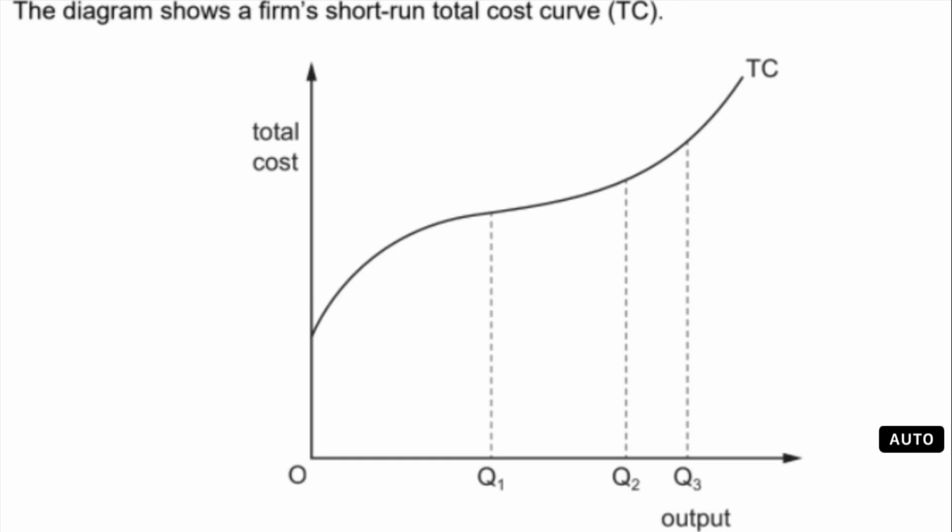So on a diagram such as this, which shows a total cost line, we can use that to work out the level of fixed and variable costs, also the average variable costs and total costs, and also the marginal costs.